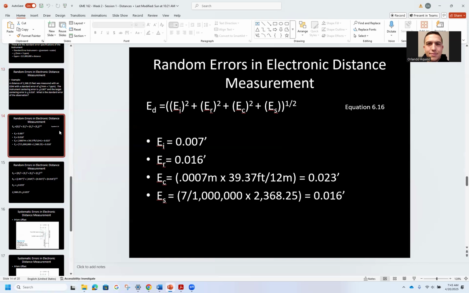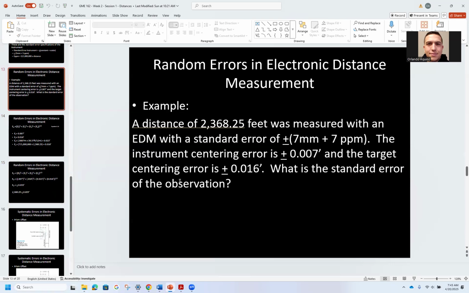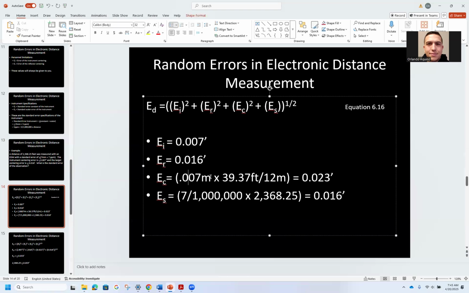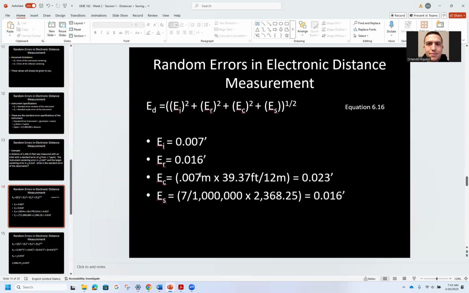So if we go real quick through all this, we got I is 7 thousandths, R is 16 thousandths. The centering is that 7 thousandths, and it needs to be converted over to feet. So that 7 thousandths of a meter converted over to feet is going to be 23 thousandths of a foot.